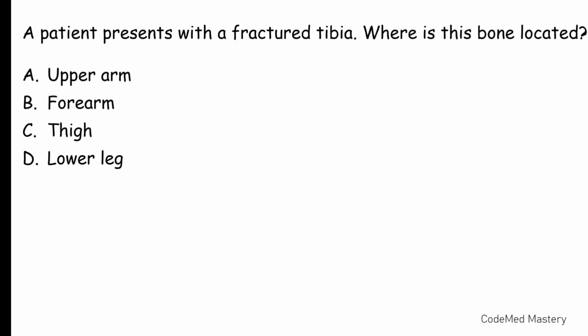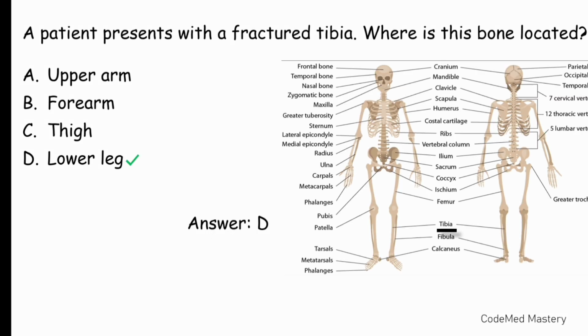A patient presents with the fractured tibia. Where is this bone located? Option A, upper arm. Option B, forearm. Option C, thigh. Option D, lower leg. The correct answer is option D, lower leg, because the tibia is located in the lower leg.